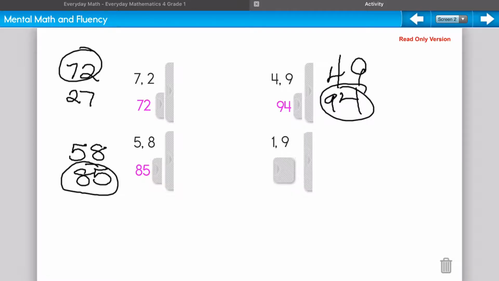Here we go. 1 and 9. That's 91. What else could I make? 19. Which one is bigger? 91. That's right. Did it matter which one we did first? No, because 91 is always bigger than 19 because it has 9 tens.